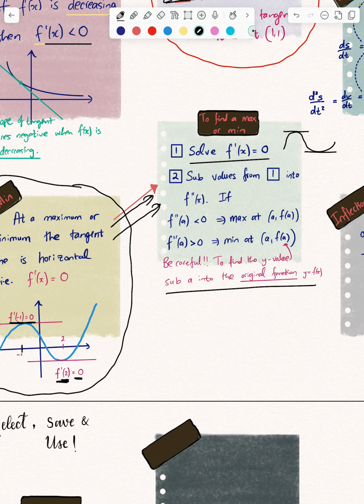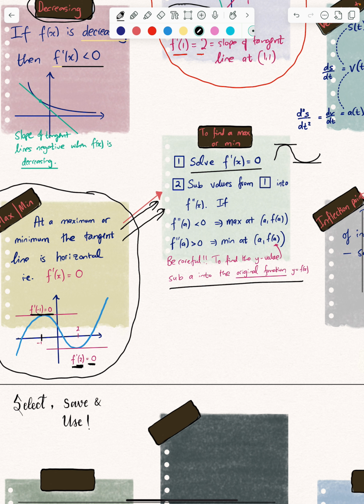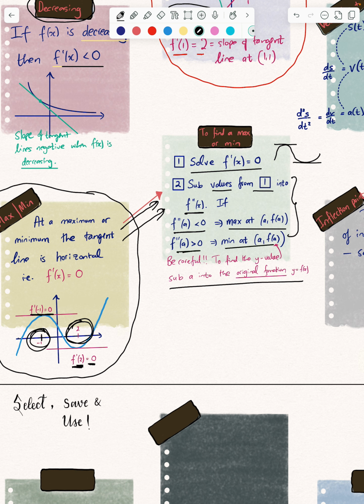Okay. Then the thing is, if you have the function and you don't see the graph, then you wouldn't know whether at, for example, x = -1 down here or x = 2 over here, you get a max or a min at those values. So how you figure that out in general is, from point 2 here, you sub the values from point 1 into the second derivative. And if the second derivative at a point is negative, then you have a max at that point, and if the second derivative is positive, you have a min at that point.